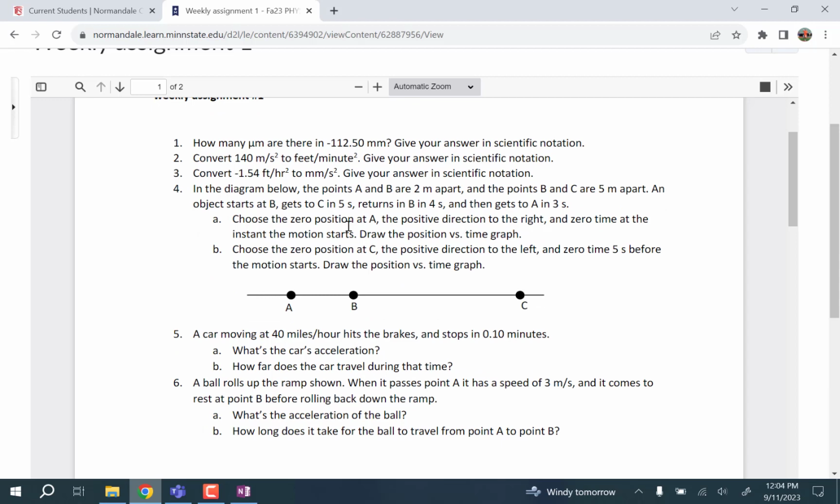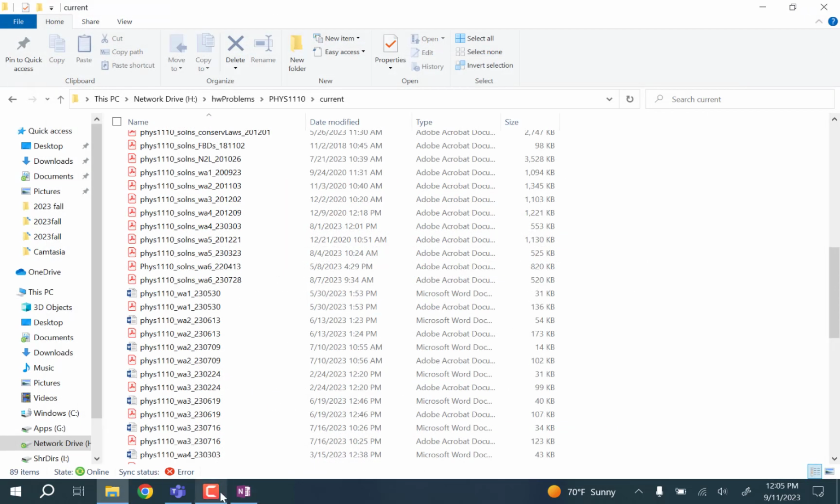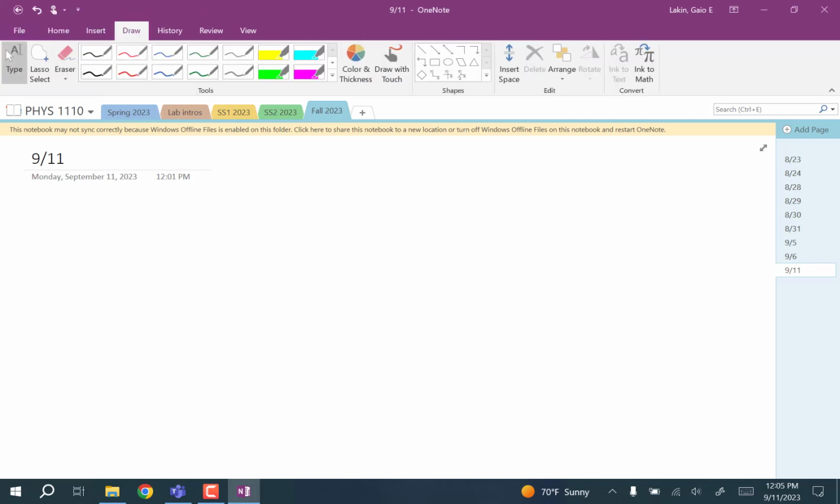Any other clarifications or anything that anybody wants on the weekly assignment? Okay, well, let's get into some new stuff. So first I'm going to give you a problem to work on and just give you some time to work on it, and then I'll go through it. And then we'll get into vectors a little later on today after that. So this is an example problem.